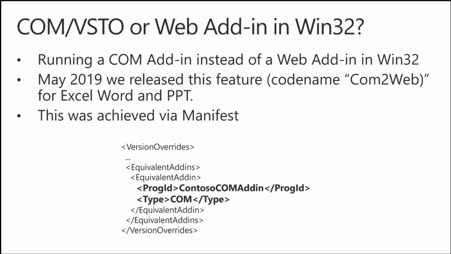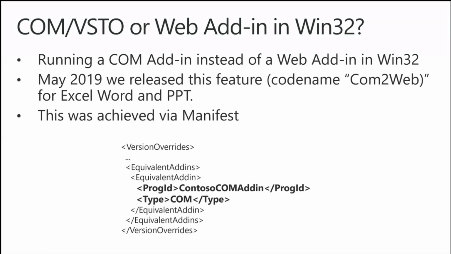A long time ago, actually in May 2019, we released a feature that we call internally COM to Web. It's been working since then for Excel, Word, and PowerPoint. The way it was achieved is that in the manifest of your web add-in, we enabled in the schema an EquivalentAddins element. And in that element, you can say, for example, when you activate this add-in on the client, if you find a COM add-in or a VSTO add-in with prog ID, in this case Contoso COM add-in, then basically suppress the web add-in and just leave the VSTO add-in running.